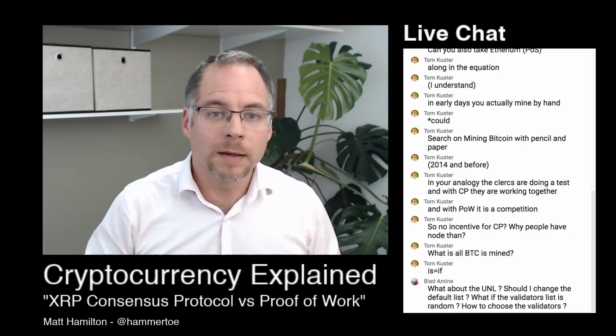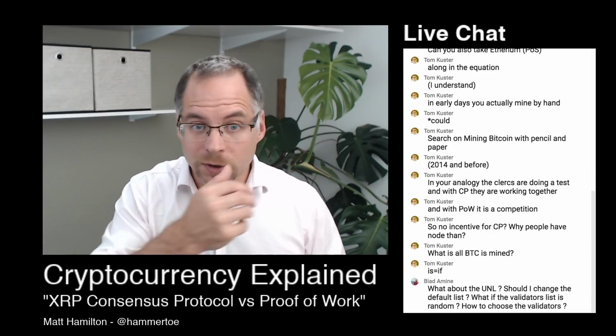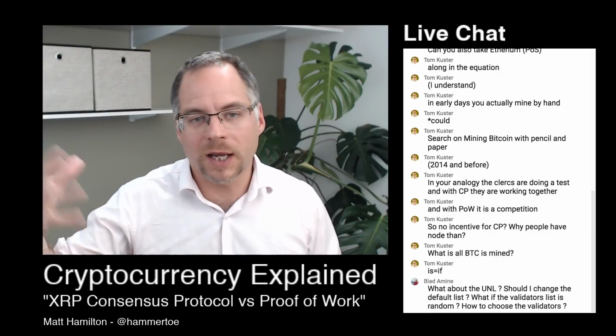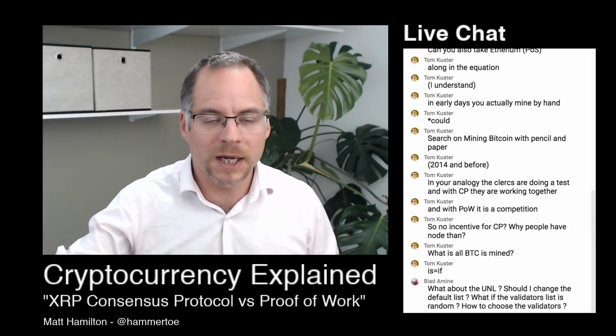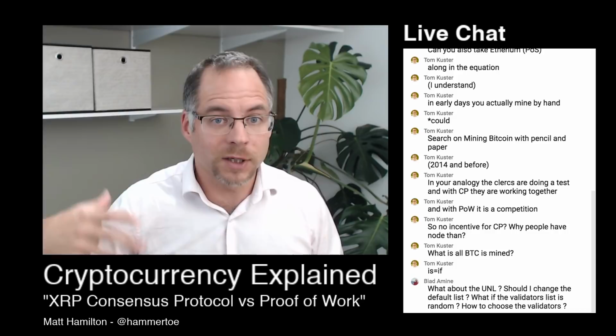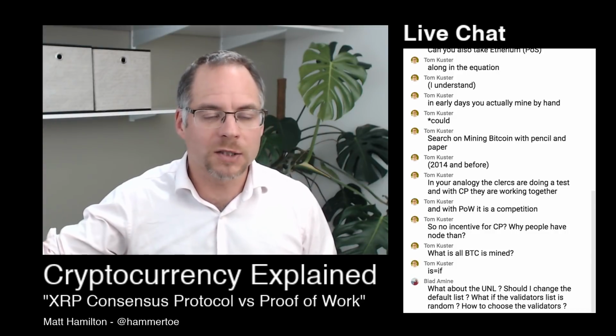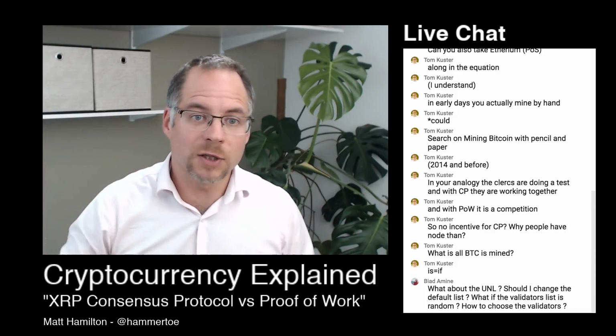With XRP, there's a whole bunch that was given to Ripple, the company, so they have 60 billion XRP, and that is slowly trickling out into the marketplace. They have most of it in escrow. That is slowly trickling out to the marketplace.